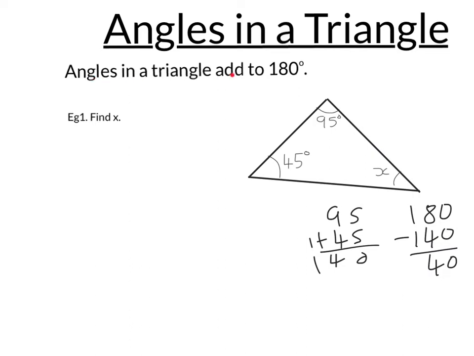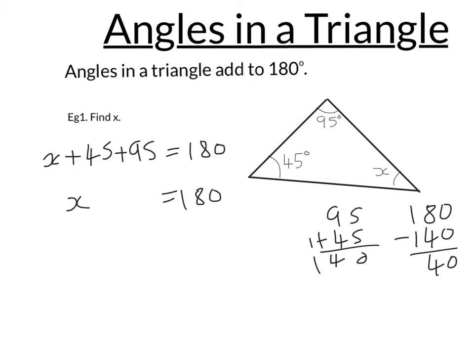Well, the fact is that angles in a triangle add to 180. So we can write that x plus 45 plus 95 equals 180. So that's putting the context of the question into the fact that we know about triangles. And then this is an equation which we can solve using the skills that we've learned in a previous chapter.